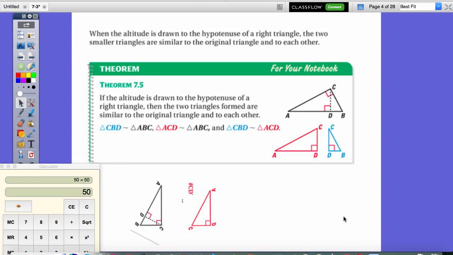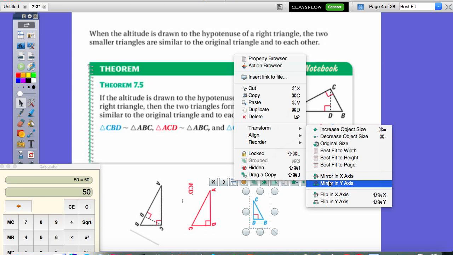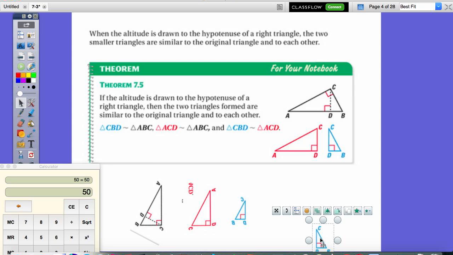And then my last one here, that triangle here, I want to edit, paste it here, and I'm going to transform, mirror in the y-axis, and there you go. So then now I can see that triangle CBD is similar to ABC, and CBD is also similar to ACD. But that's really what you want to do to try and make sense of these, is to orientate them so that they line up. You can redraw them. I obviously have just cut and pasted here in the Promethean software.